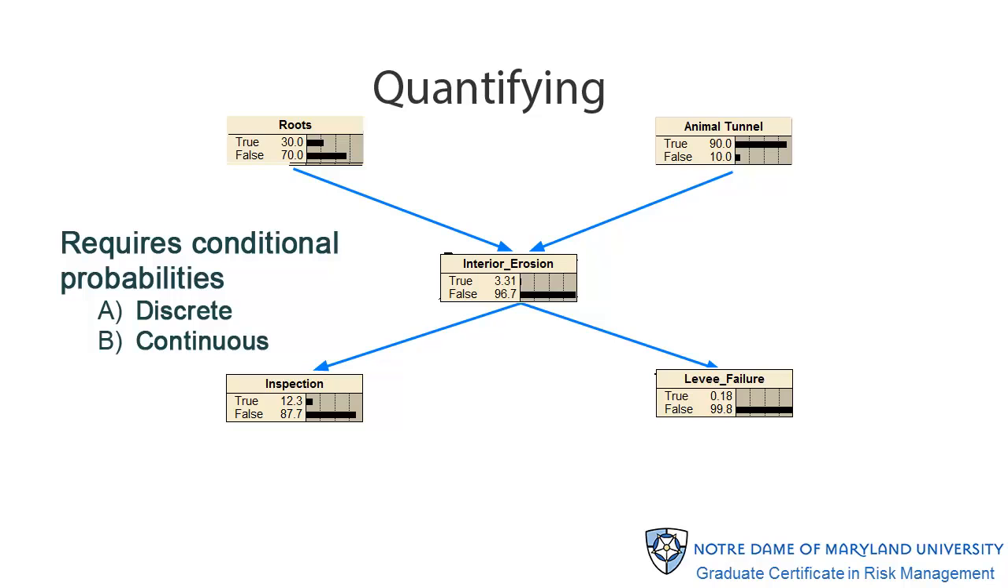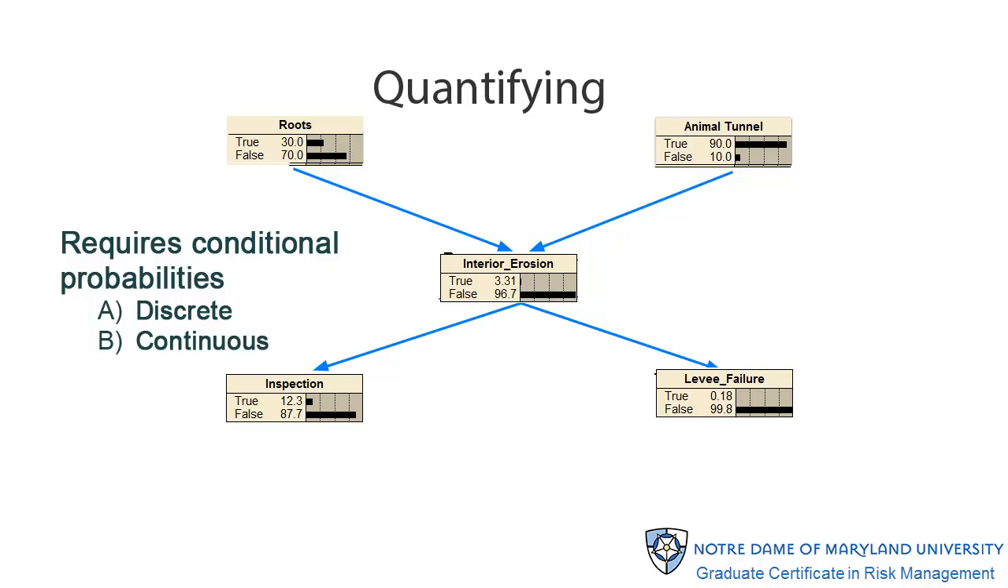Let's look at how you would quantify a model like this. First, recall that we're using discrete variables. This significantly simplifies quantifying the model. The values that you see on the screen are the calculated true and false values for each node. You would enter the values in the root nodes, but the other values are calculated for you based on the data that you would enter.